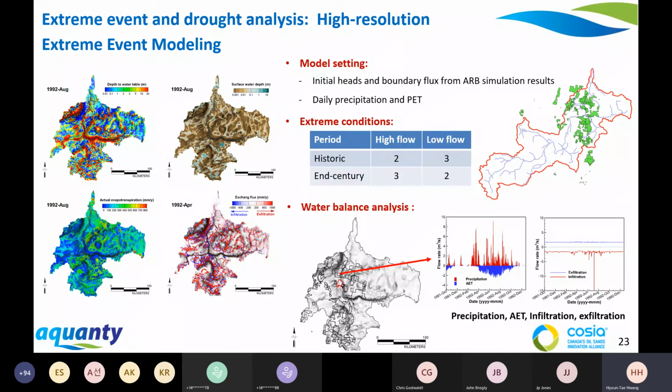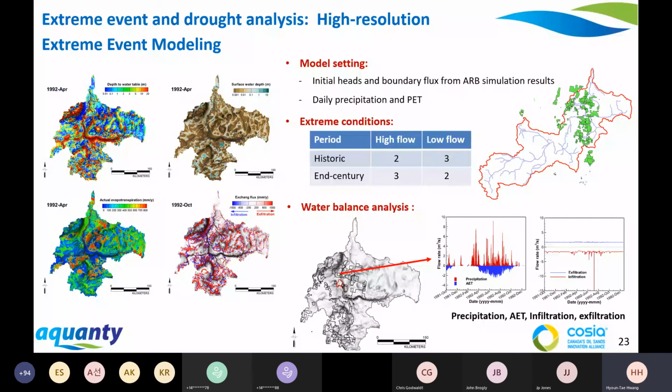Especially for actual evapotranspiration, top left and bottom left, as you can see, it changes from less than 100 millimeter per year to higher than 800 millimeter per year. That actually drives the groundwater system and surface water system changes. So the system is affected by the high actual evapotranspiration, and that changes the groundwater and surface water systems. Also, exchange flux changes a lot during the extreme condition, especially in this extreme event simulation.